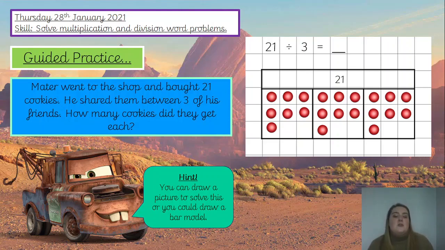And I have put my total in the top. I've split the bottom bar into 3 parts. I've got 1, 2, 3. And I have shared 21 equally between the 3 parts. How many counters have I got in one of those groups then? Well done, 7. And I have shared them equally because there is 7 in each box. My answer to 21 divided by 3 is 7. So how many cookies did they get each then? Well done, 7 cookies.